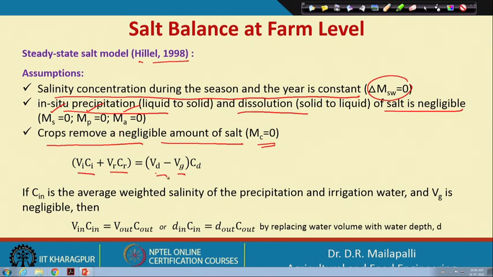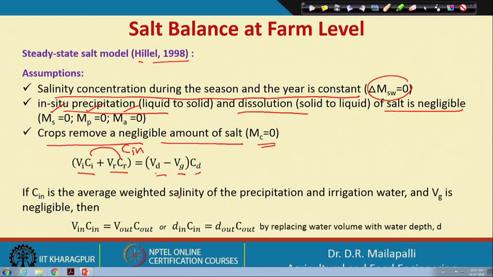Finally, if you put the values, ViCi plus VrCr is equal to Vd minus Vg into Cd. Here, C in is the average weighted salinity of both Vi and Vr, the salts present in the precipitation and irrigation water, and Vg is negligible.